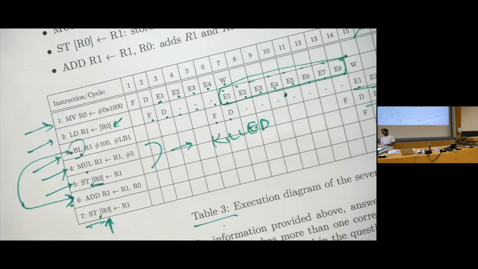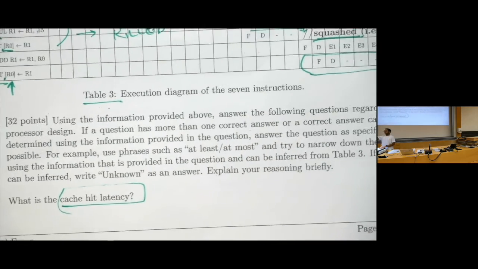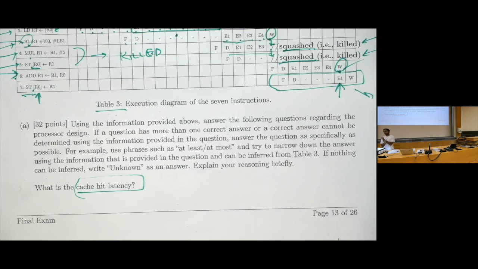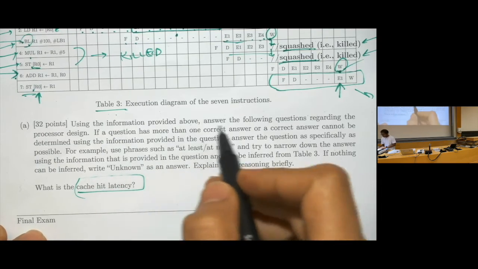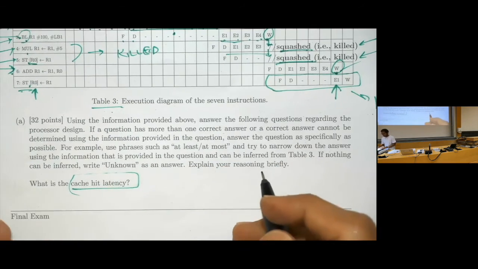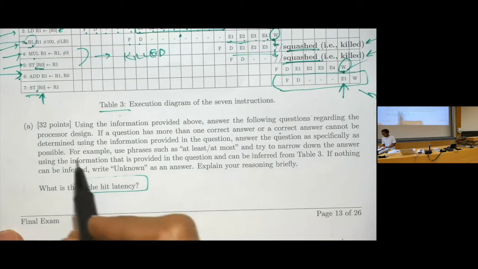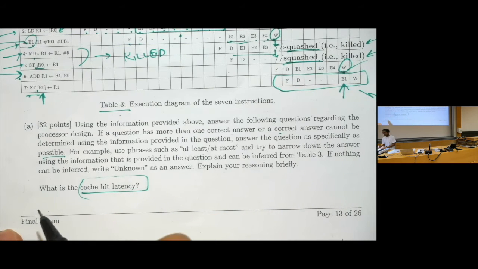Now, one more way that I would like you to think about this, if you read it more carefully. This is some more description that is put in the question. Description is not put in the question for filling up pages. Description is always put there to help you solve the question. Let's take a look at what it says. It says, using the information above, answer the following questions regarding the processor design. If a question has more than one correct answer or a correct answer cannot be determined using the information provided, answer the question as specifically as possible.